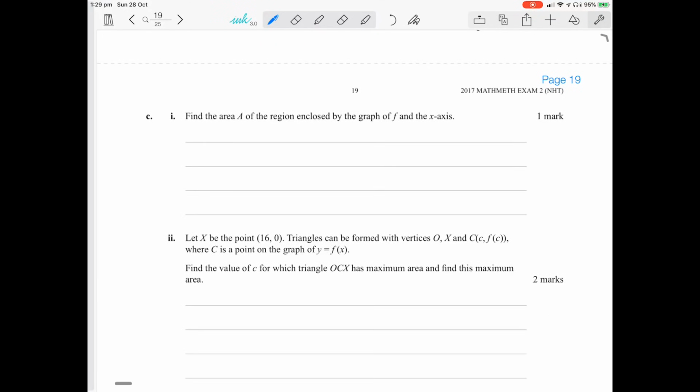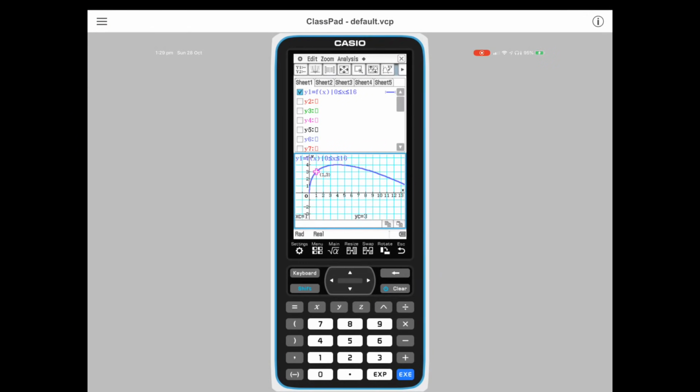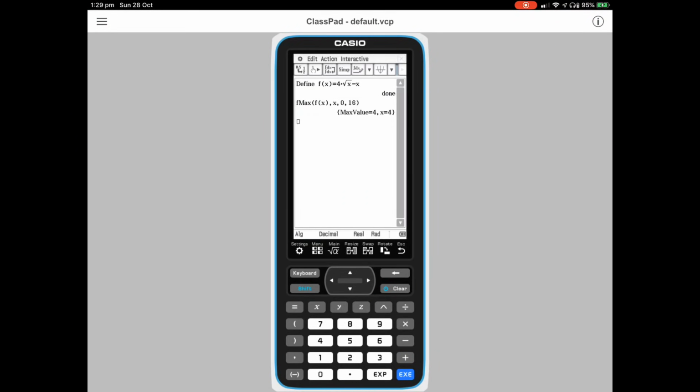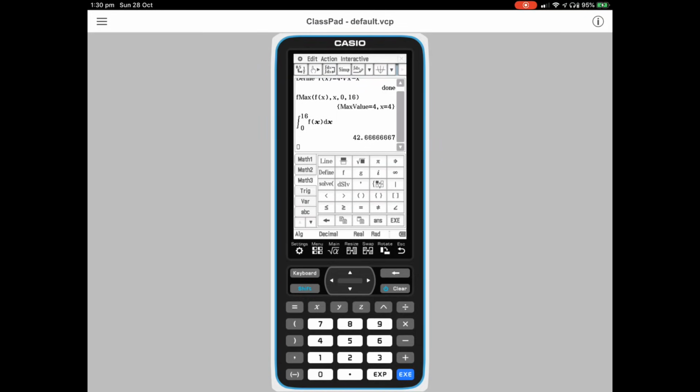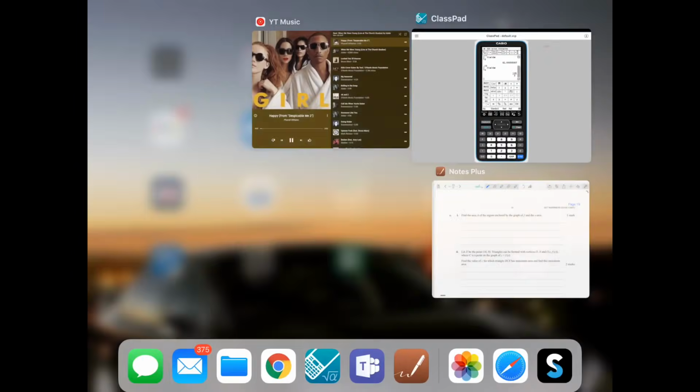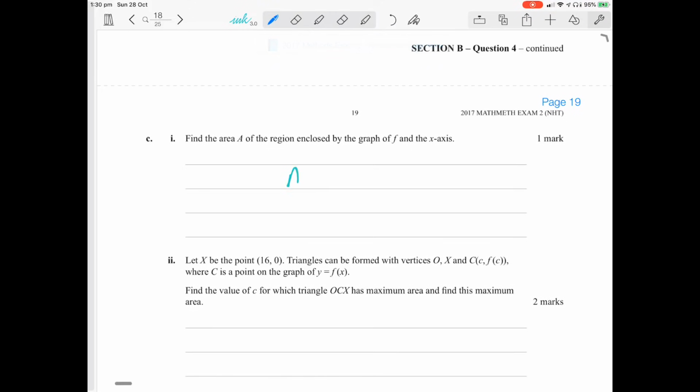Find the area of the region enclosed by the graph of f and the x-axis. So, thank God this has gotten easier. The integral from 0 to 16 of f of x dx is 128 on 3 square units.